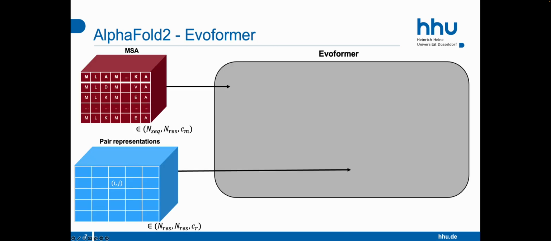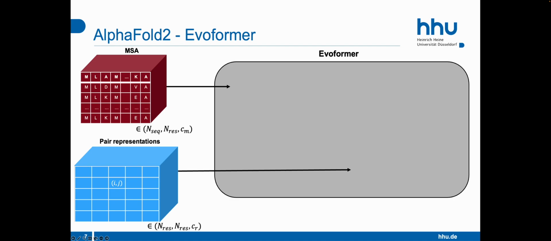We're now going to look at how the MSA representation and the pair representations are updated by a newly introduced module which DeepMind called the AlphaFold block. What I'm going to show is a simplification of the AlphaFold block, but it should give you a good idea about how and which information flows in this network.